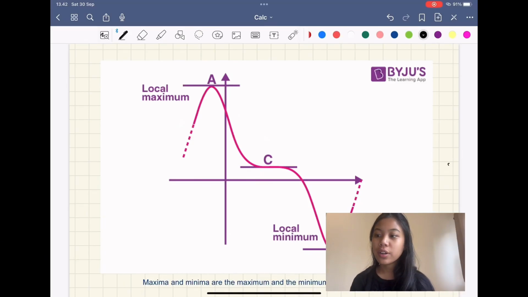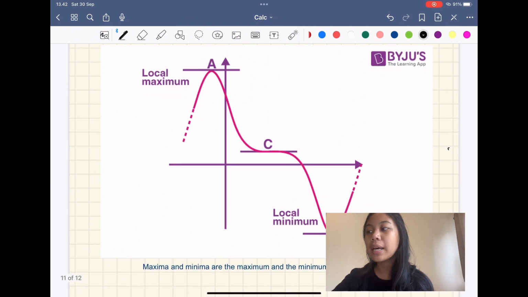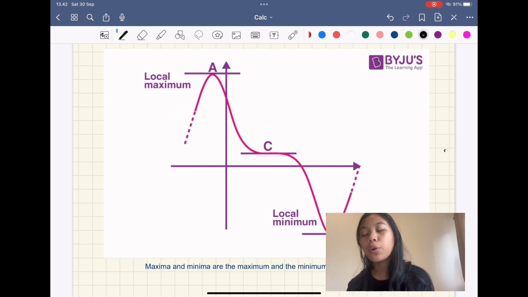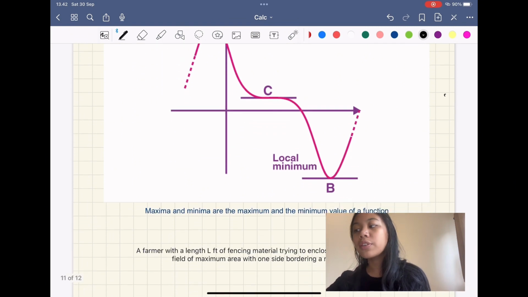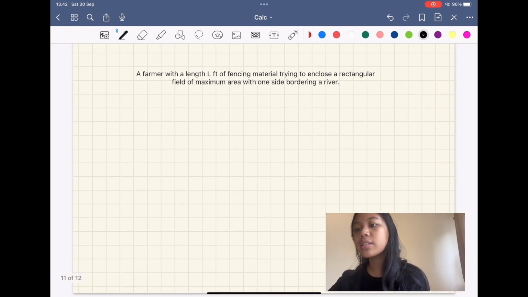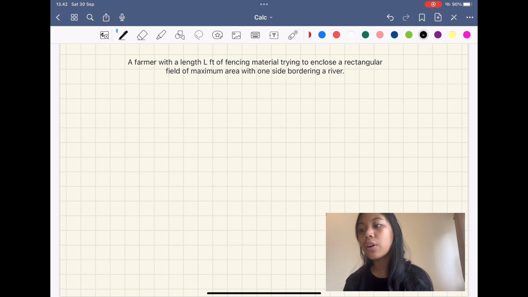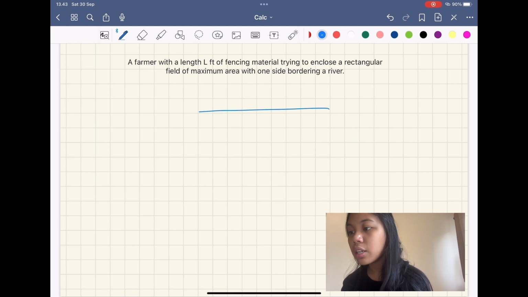Okay, since we've learned about what maxima and minima is, today we are going to study real-life examples of it. As we know, maxima and minima are the maximum and the minimum value of a function. I'm going to demonstrate a few examples of its use in real life. The first one is a farmer with a length of L foot of fencing material trying to enclose a rectangular field of maximum area with one side bordering a river. It doesn't have to be a river, but for this case it is. I'll try to illustrate it.